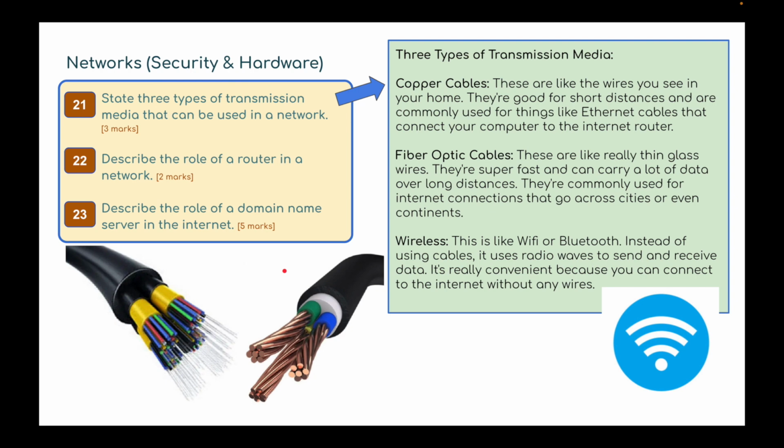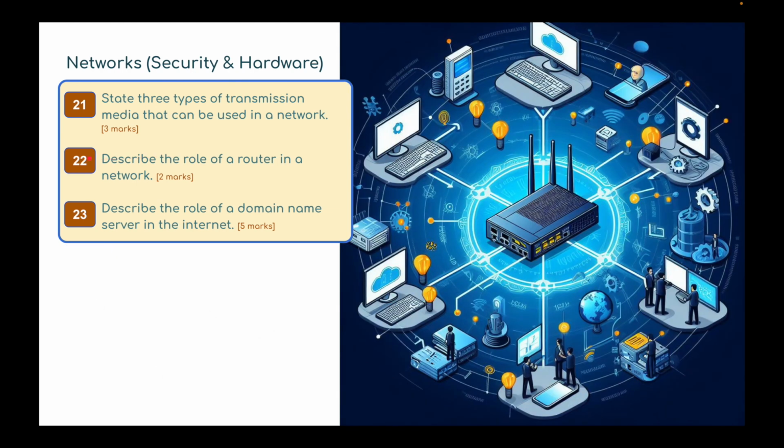Okay, and then finally, wireless, which doesn't have any cables. This is like Wi-Fi or Bluetooth. Instead of using cables, it uses radio waves to send and receive data. It's really convenient because you can connect to the internet without any wires, without having to plug your device into anything. And then question 22, describe the role of a router in a network.